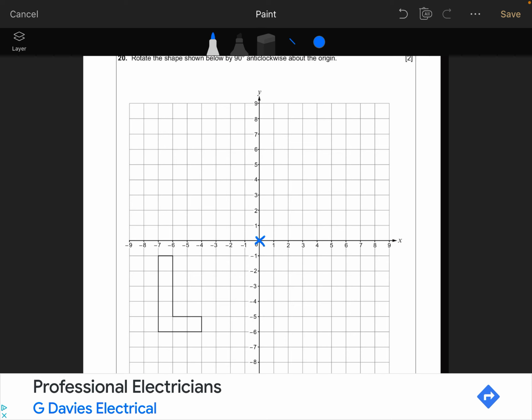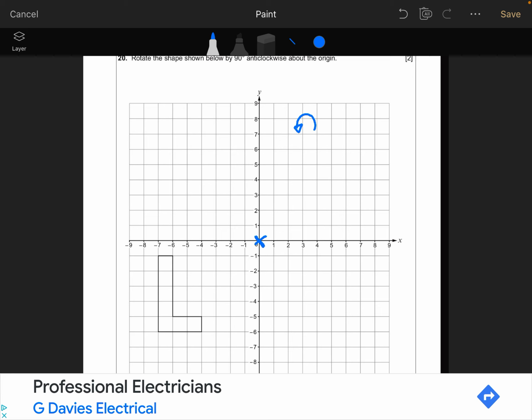Okay, so we're going to trace over this shape, and we're going to rotate it anti-clockwise. Now anti-clockwise is that way, in the opposite direction to a clock, and we want 90 degrees that way, so we want a quarter of a turn. So we're going to put our pen on that bit and rotate the shape once we've traced it.